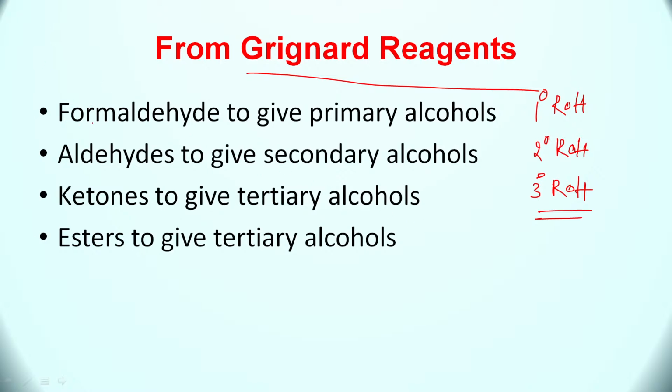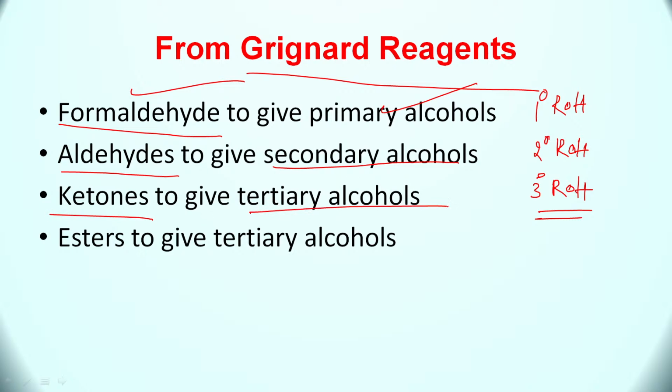Suppose you take formaldehyde. When you take formaldehyde, you will get primary alcohol in the case of Grignard reagent. Aldehydes other than formaldehyde give secondary alcohol. Ketones give tertiary alcohols. Esters: when you treat esters with an excess amount of Grignard reagent, you have to take excess Grignard reagent, you will get tertiary alcohols.